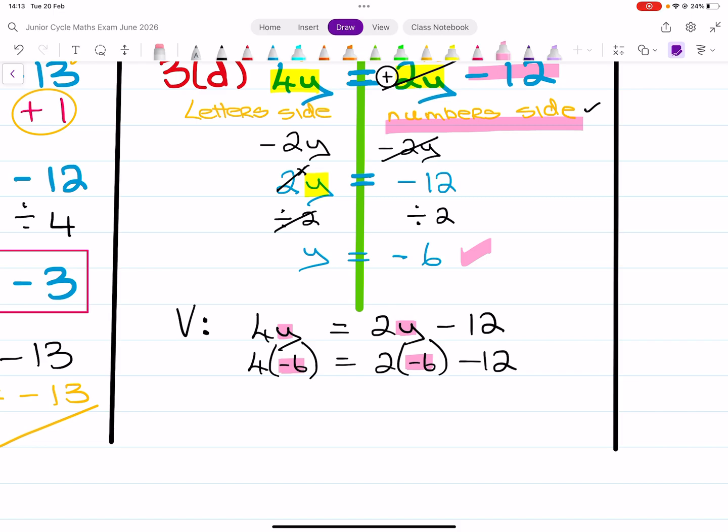I am going to type this left-hand side into my calculator. So 4 bracket -6 bracket. My calculator says -24. Now I'm going to type this into my calculator. 2 bracket -6 minus 12. And my calculator says -24. So are they equal? Yes, they are. Is my answer right? Yes, it is.